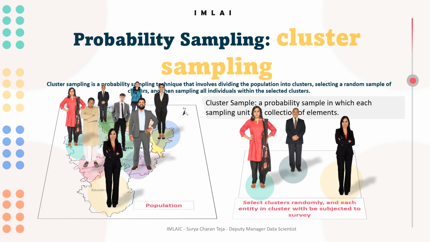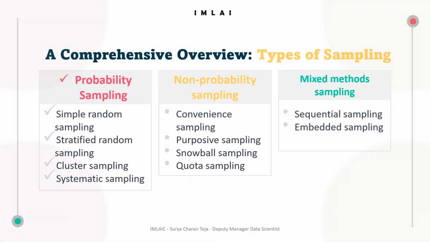With this, we have successfully completed probability sampling. Then we will look into our navigational map of types of sampling and figure out where we are. So far we have completed probability sampling. We have understood simple random sampling, cluster sampling, and systematic sampling with examples.